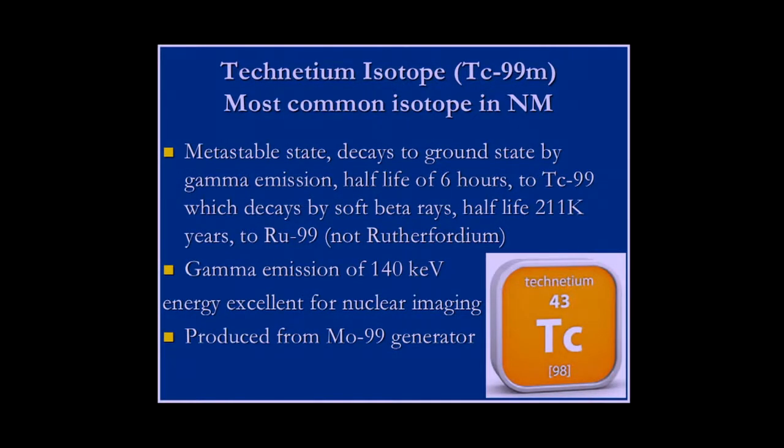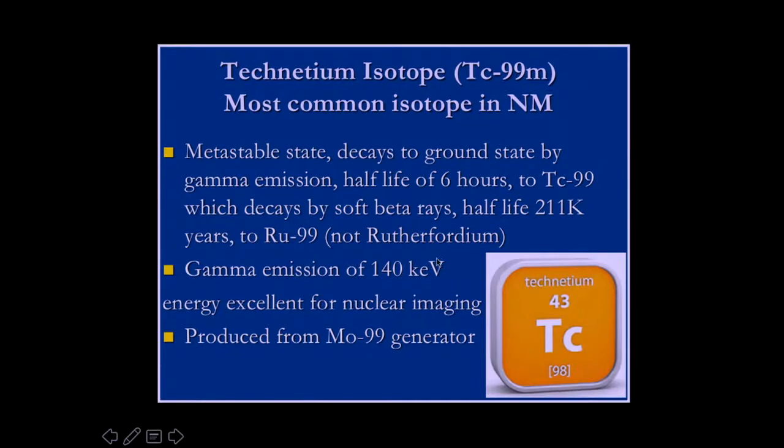The next isotope, which is the most common one, is technetium, which is 99m for metastable. So it decays by a gamma emission, half-life is 6 hours, to something else, technetium-99, which has a half-life of 211,000 years, and then to ruthenium, not rutherfordium. Anyway, technetium is one of the lightest weight atoms that is radioactive by nature. Every isotope of technetium is radioactive. Technetium-98, mind you, has got a half-life in the millions, so it's kind of stable.